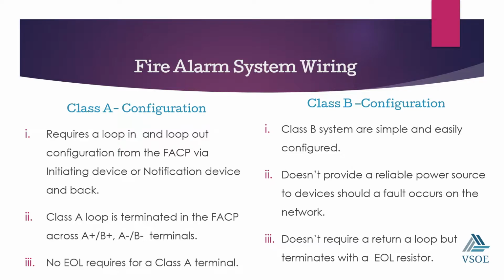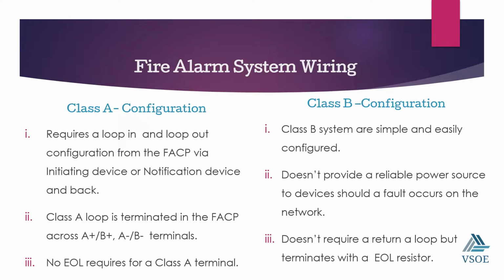All right, and then we have a Class B configuration. So Class B systems are required for a simple wiring method. Class B does not provide a reliable power source or device should a fault occur on the network. If you lose power on one side of your network, then the Class B will simply fail, because it does not provide a closed loop power source to ensure that power is provided on both ends of the same loop.